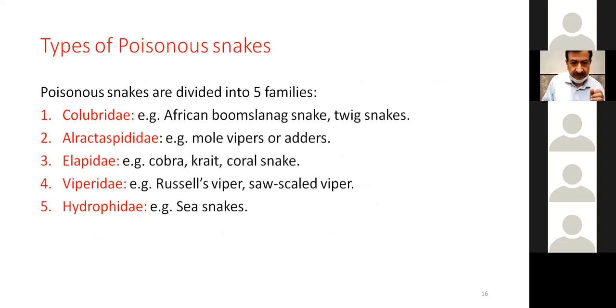Types of poisonous snakes. Poisonous snakes are further divided, because we have to discuss the poisonous snakes. We have left the non-poisonous snakes. From the point of view of toxicology, we discussed the poisonous ones: African boomslang, saw-scaled viper, red snakes, Russell's viper, mole viper, rattler, elapids, cobra, great coral snake, pit viper, frost snake, viper, hydrophiid, sea snake. These are the biological or zoological names.